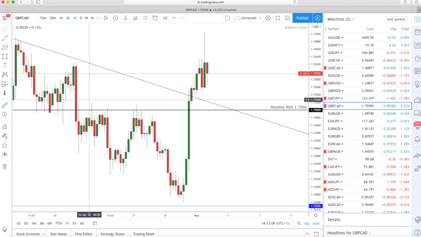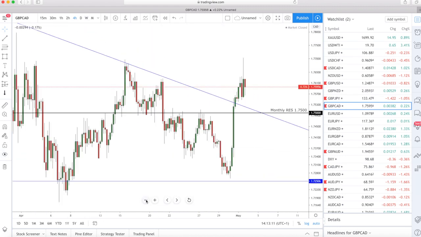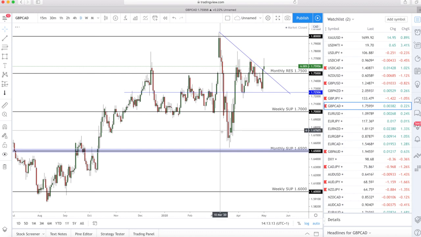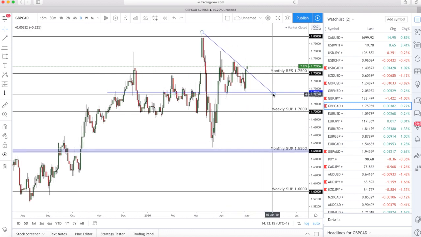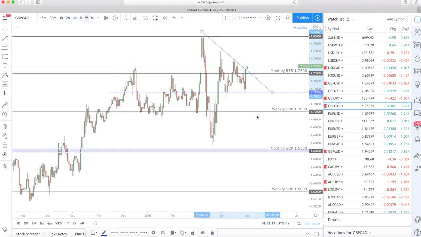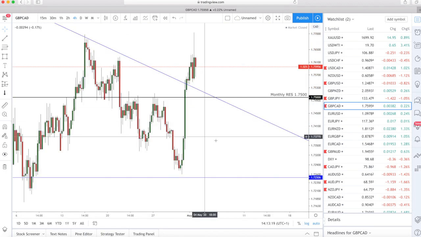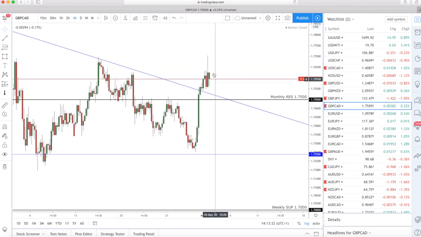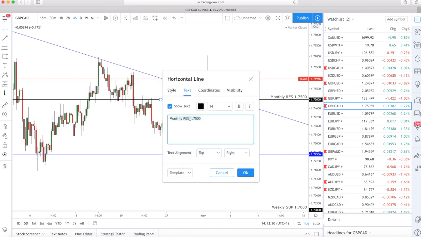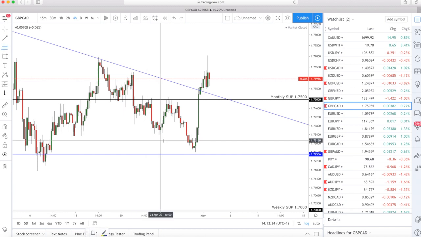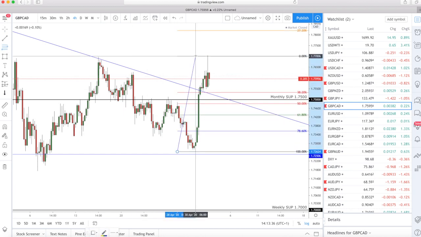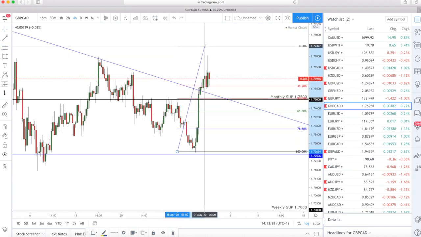So let's just undo that a second. So this trend line here we have. Let's go back to the 4 hour. We could potentially come back and retest this trend line from the other side, and also test this monthly resistance, now support. Give a couple confluences there for a long trade.